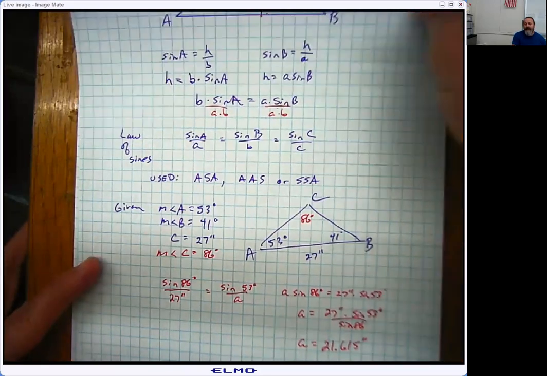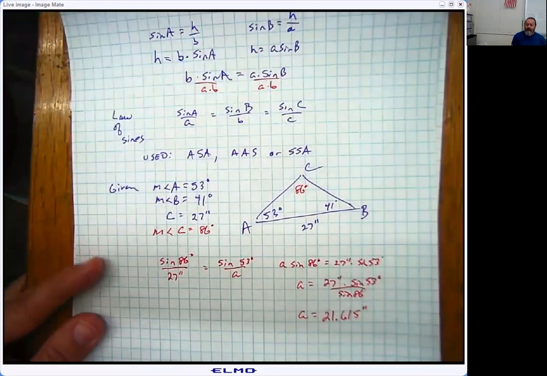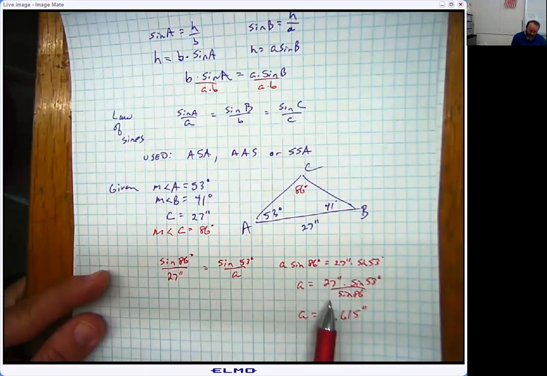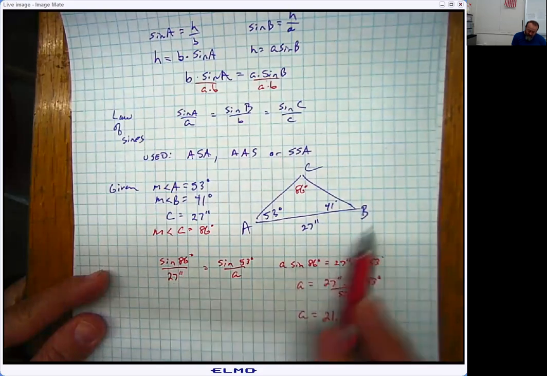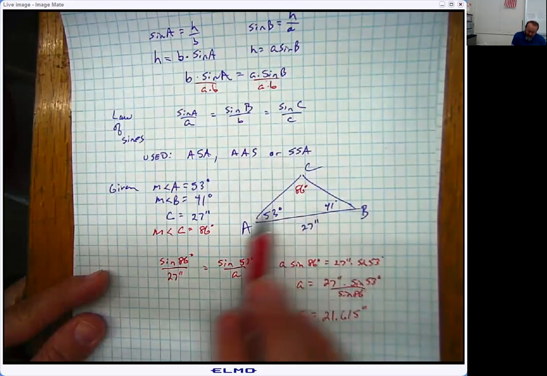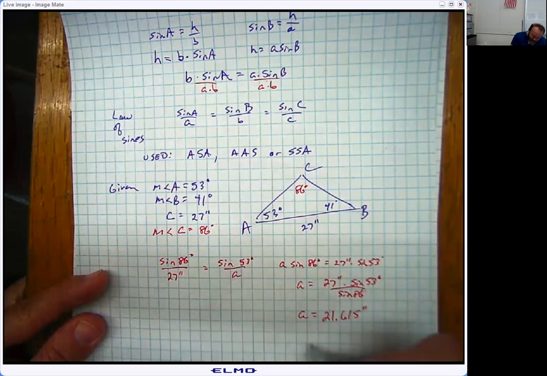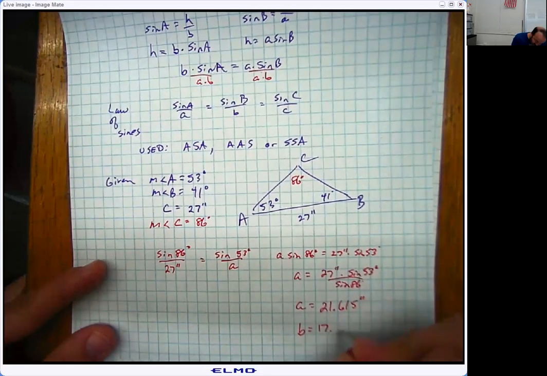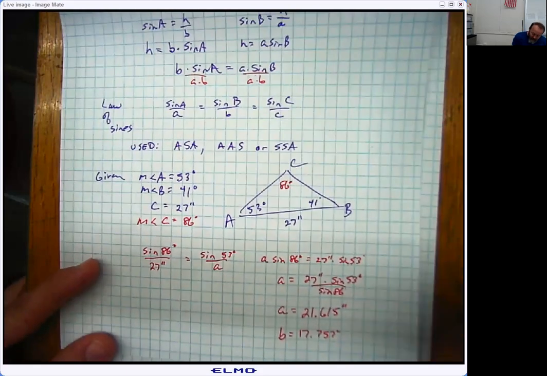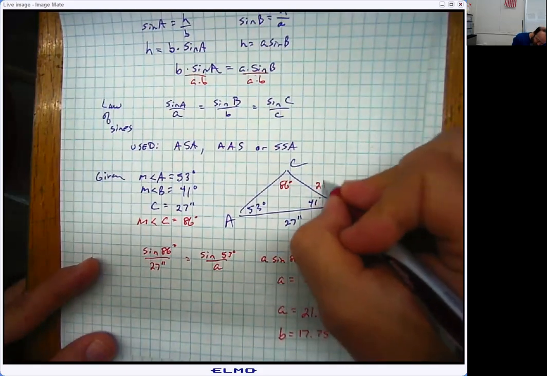Now, I'm not going to take the time to show all of the steps for that, but in a very, very similar way, I could do sine of 86 over 27 is equal to the sine of 41 over B. I could just replace sine of 41 and B. And if you did that process right there, you would find that B, through that similar process, is 17.757 inches.